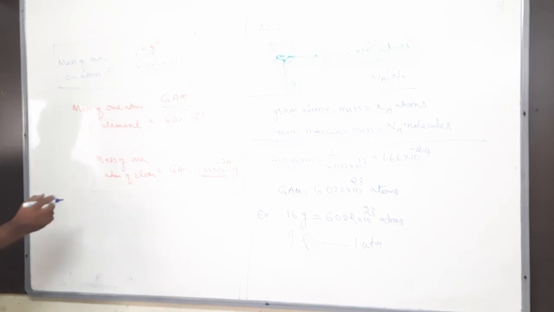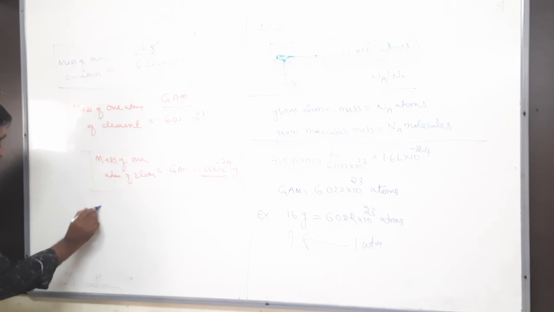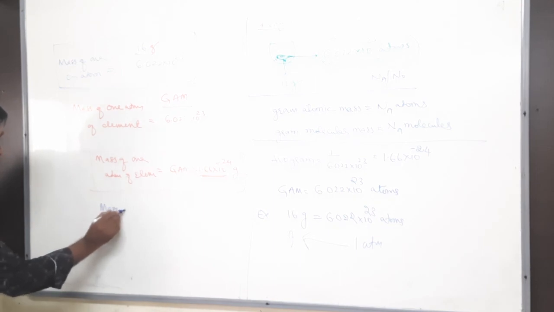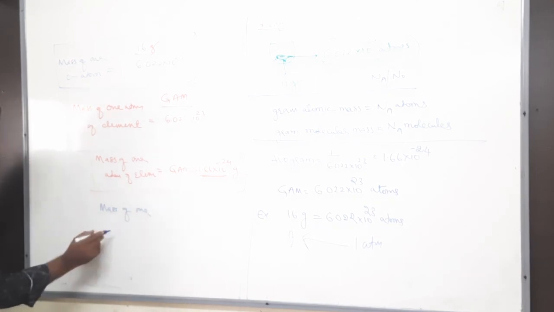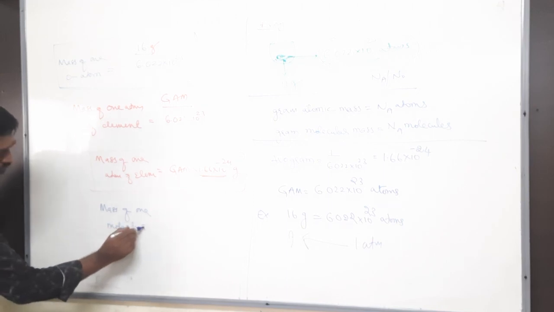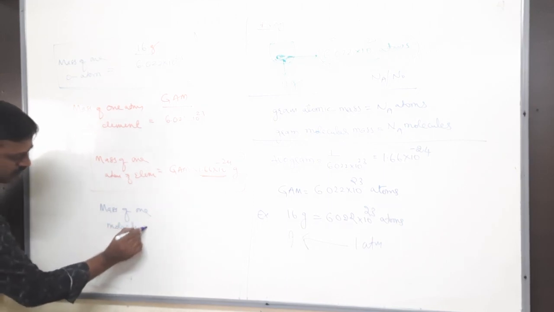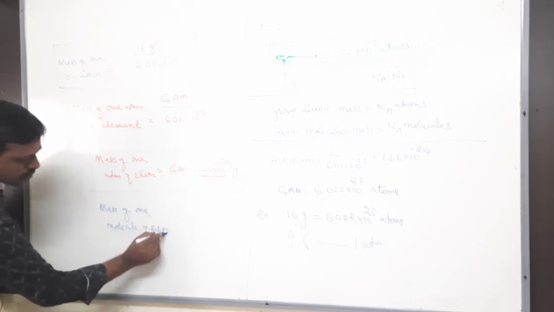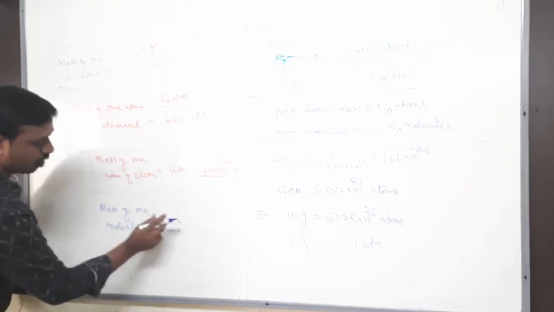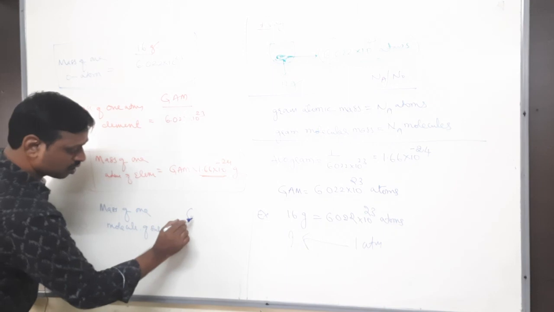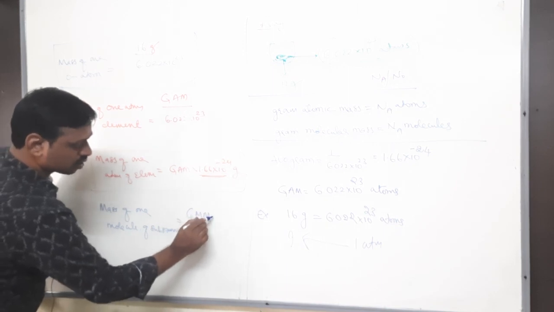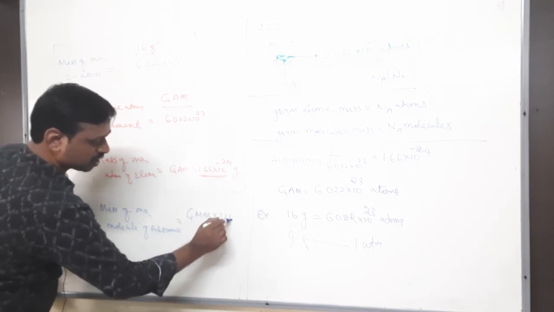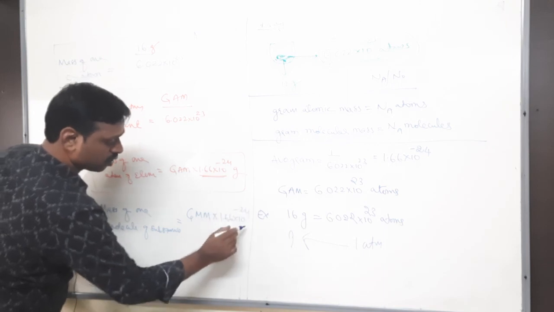Similarly, I want the mass of one molecule of any substance. Instead of gram atomic mass, it is gram molecular mass into 1.66 into 10 power minus 24 grams.